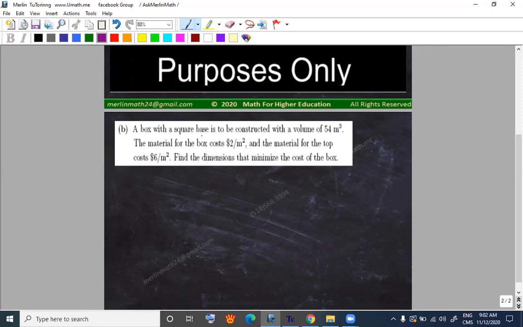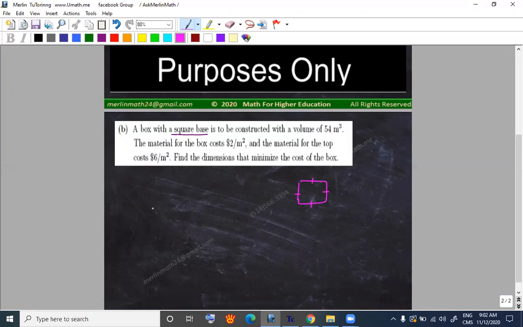So we have a box with a square base. You see, this is a square base. It's not just any base, because if it is not a square, it would be a rectangle or whatever shape, and those are not required in your course. A square base has a specific property: all sides are equal. Now the volume is given, because this is a box.